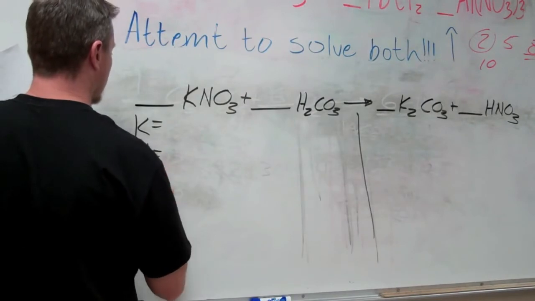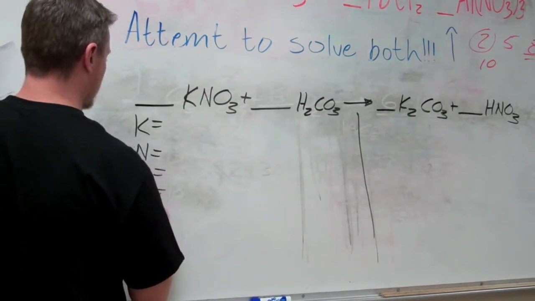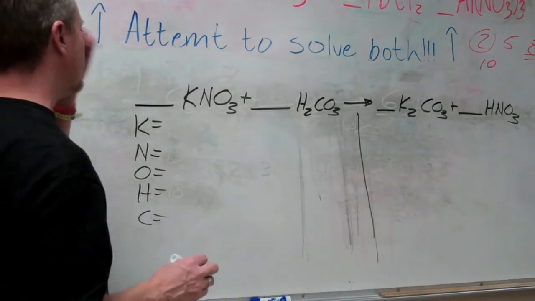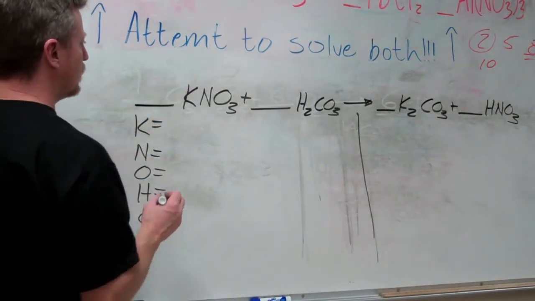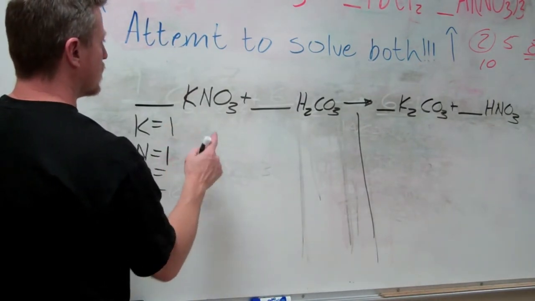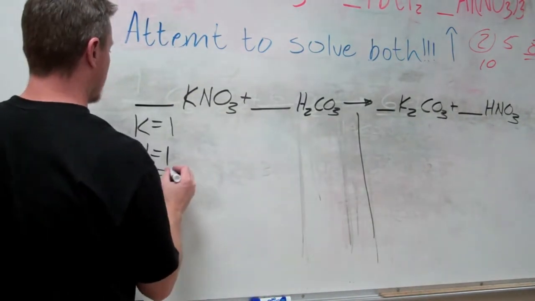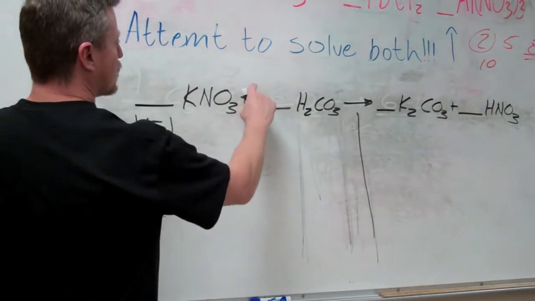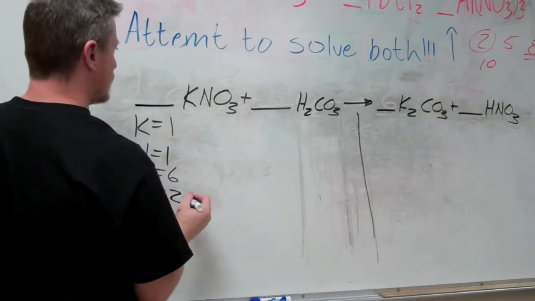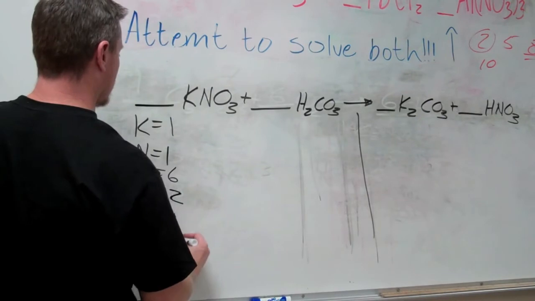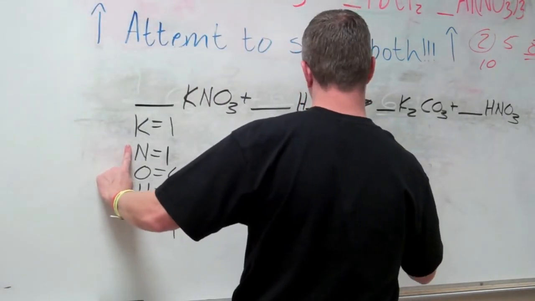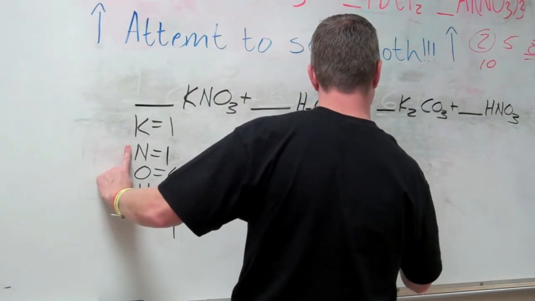So it's just swapping the hydrogen for the nitrogen. Okay, how many potassiums? 1. How many nitrogens? 1. How many oxygens? 6. 3 plus that 3, and we're going to add them because they're plussed. And then H's? 2. C's? 1. Okay, over here, KNOHC.